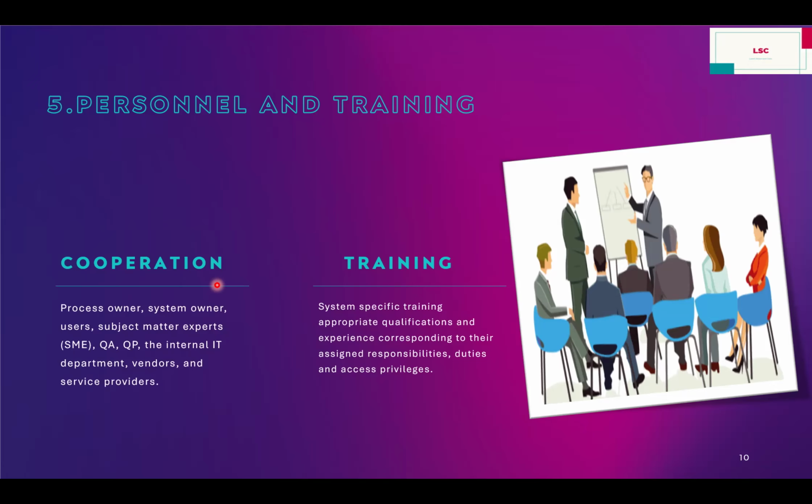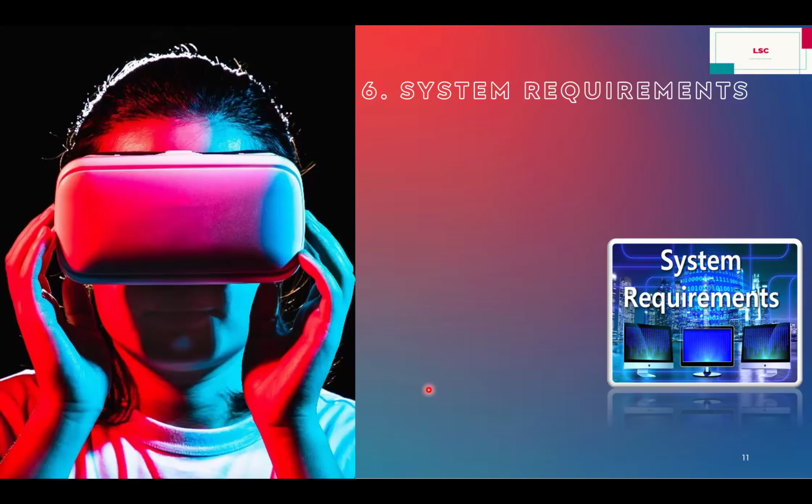Then training: all these parties should have appropriate training, especially on that particular project. Whatever application you are using in your GMP work, there should be special training on it. So system-specific training, and appropriate qualification and experience corresponding to their assigned responsibility, duties, and access privileges, right?